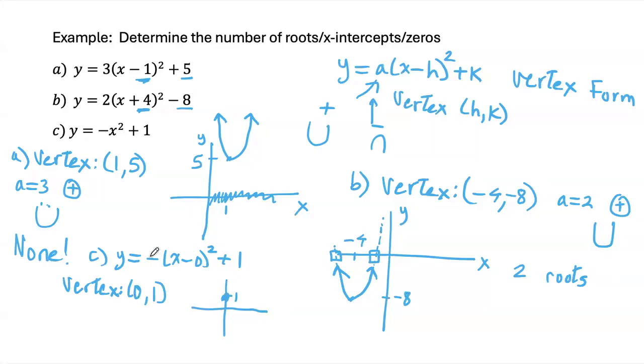This time my a value, there's a negative there. Without the number, my a value is -1. It's a negative, so the graph will open down. So open it down, and you can see that this graph will also have 2 x-intercept points.